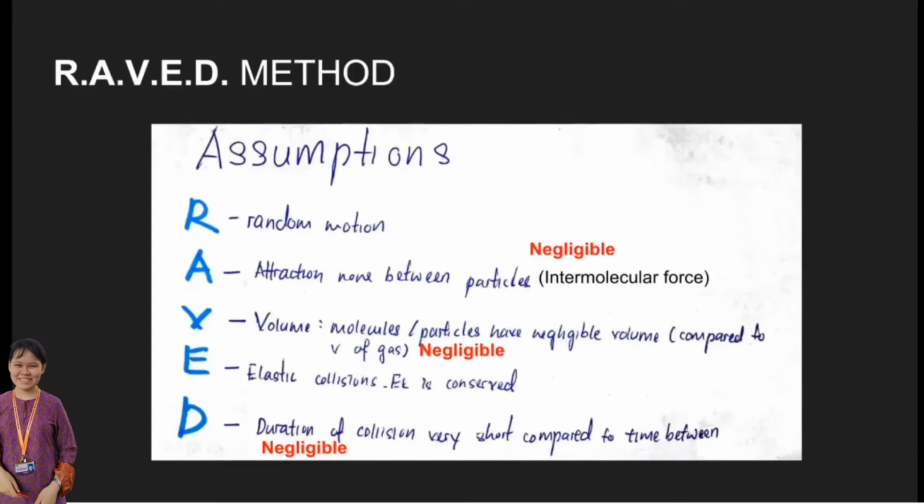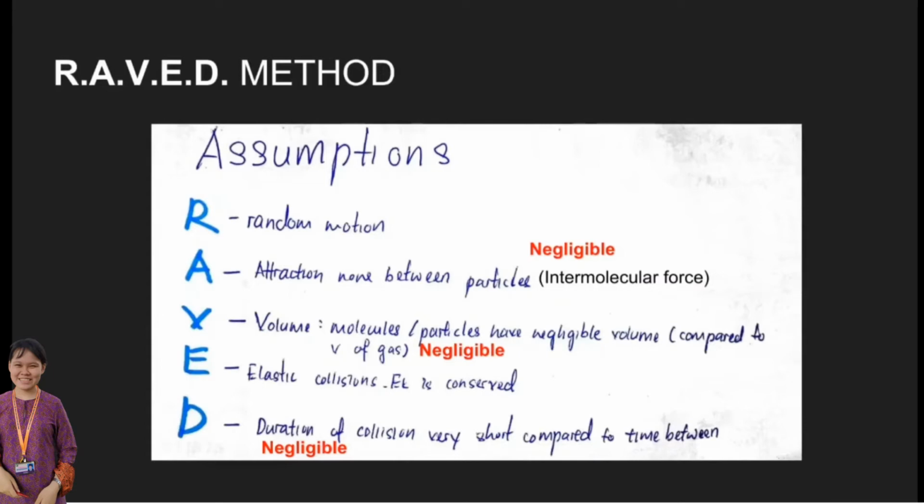So we have to remember the 7 assumptions of kinetic theory of gases in our syllabus. I sum up all the 7 assumptions of kinetic theory of gases using the RAVED method. So what is RAVED? R stands for random motions. So all gases and particles are moving in random motion. And A stands for attraction, none between particles. So the intermolecular forces are negligible, except during collisions.